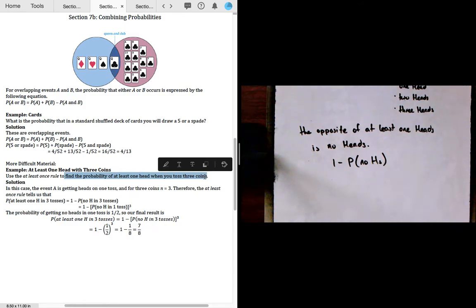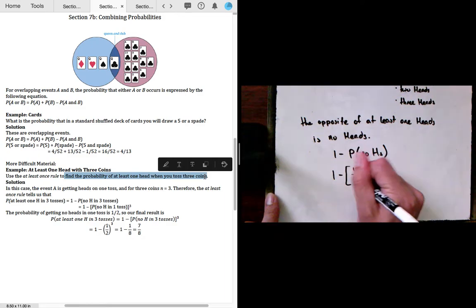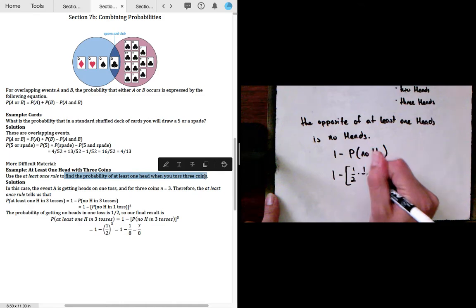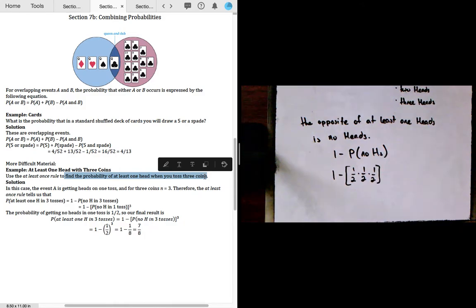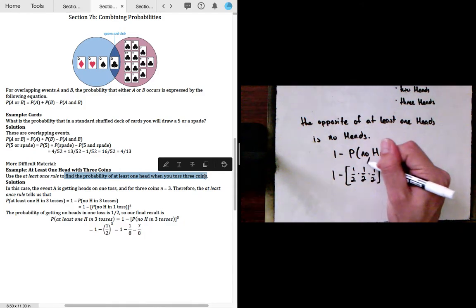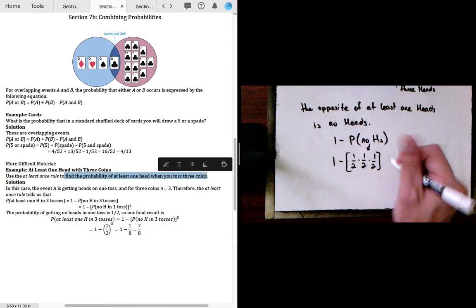And remember, we're doing 3 tosses here. So this is going to be 1 minus. Now, how do you achieve getting no heads if you toss 3 coins? Well, I'd have to get tails all 3 times. To get tails the first time would be 1/2. To get tails the second time, the probability is 1/2. And to get tails the third time, the probability is 1/2. And so getting no heads when you flip a coin 3 times is the same as saying a 1 in 8 probability.